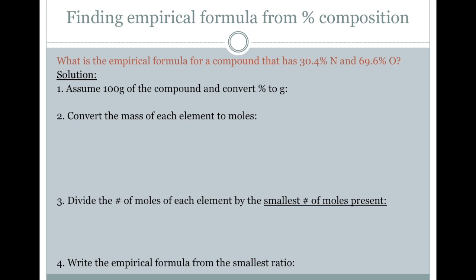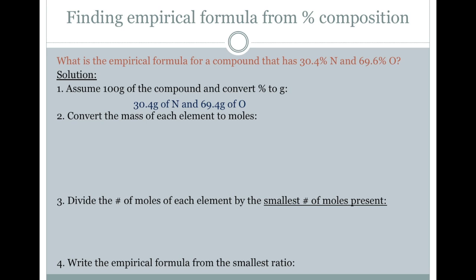First of all, we're going to assume that we have 100 grams of this compound, so we can convert percent to grams. So in this case, that would mean that we'd have 30.4 grams of nitrogen and 69.4 grams of oxygen, so that adds up to 100 grams. Why 100 grams? We could use another number, but 100 grams is nice and easy, because that way we don't have to do any math. We just convert the percent to grams.